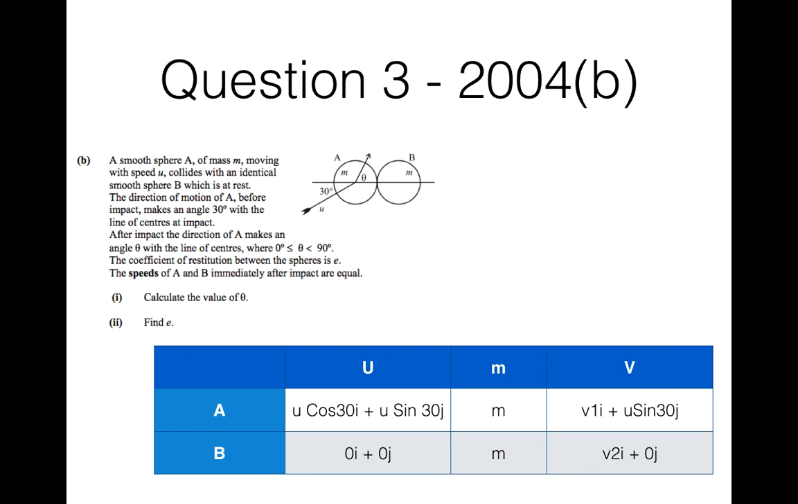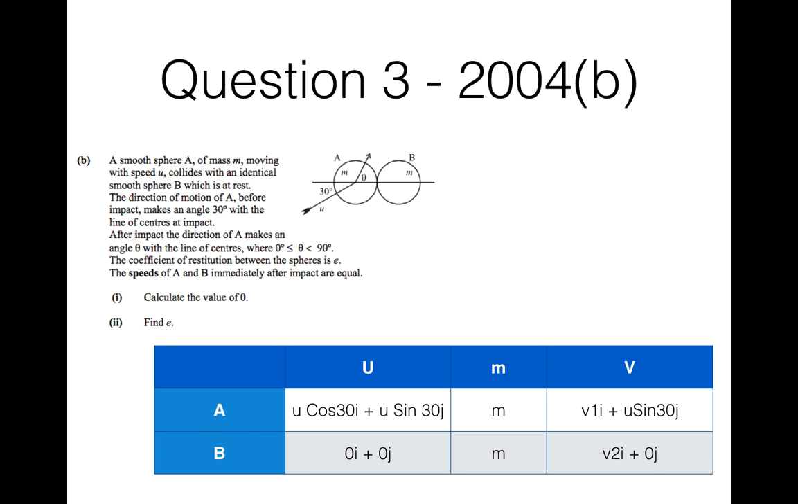So under the first column, we know that the velocity of A beforehand is u cos 30 in the i direction and u sin 30 in the j direction. B is at rest, so it's 0i plus 0j. Second column, masses are equal, and third column, because the line joining the centres is in the horizontal direction, the i component changes but the j stays the same. So we get v1 i plus u sin 30 j. And then for B, it's going to be v2 i plus 0j. So basically what happens is this collides, sphere A goes towards the top right hand corner direction, and B will travel horizontally across.